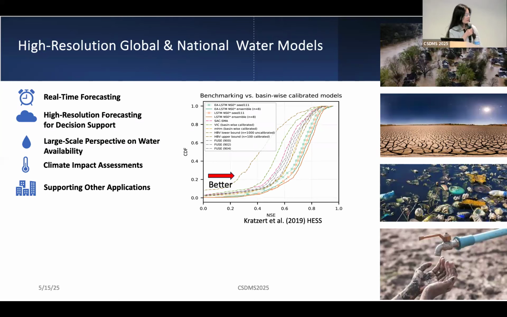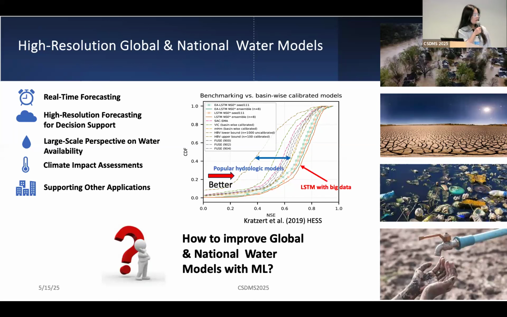This is a benchmark test for hydrological models on the standard CAMELS dataset we use pretty often in hydrology. In this plot, the model performance gets better from left to right in terms of the Nash-Sutcliffe efficiency score. Here is our traditional process-based model, and here is the LSTM model. We can see there is a performance difference between these two types of models. So the question is, how can we use machine learning tools to improve our global and national water models?